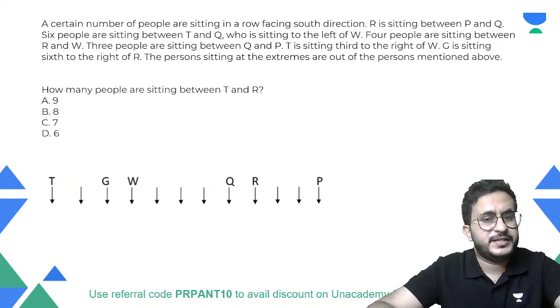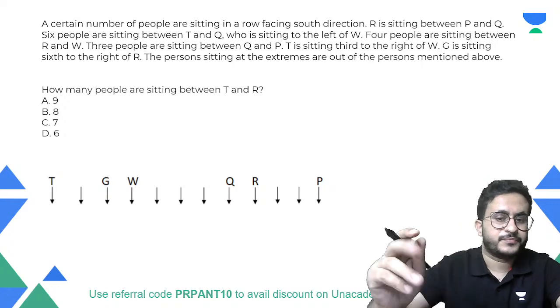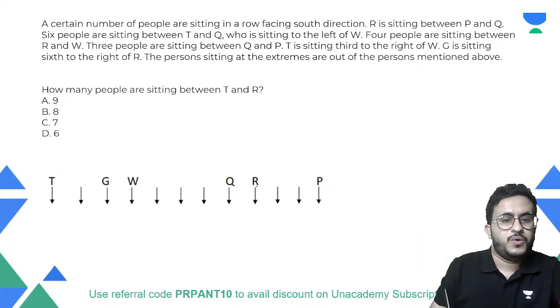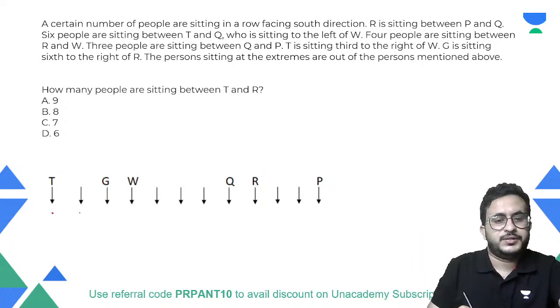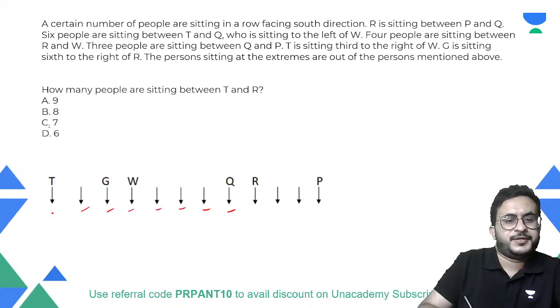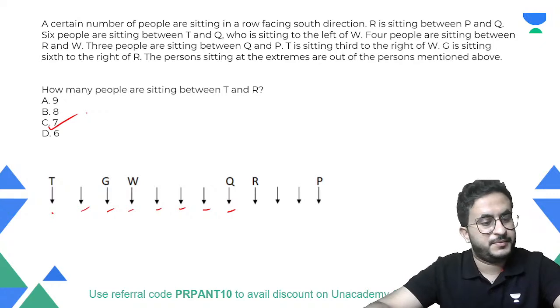How many people are sitting between T and R? Okay, so count कर लो. T is 1. 1, 2, 3, 4, 5, 6, 7. So again, 7 is the answer. 7 people between T and R.